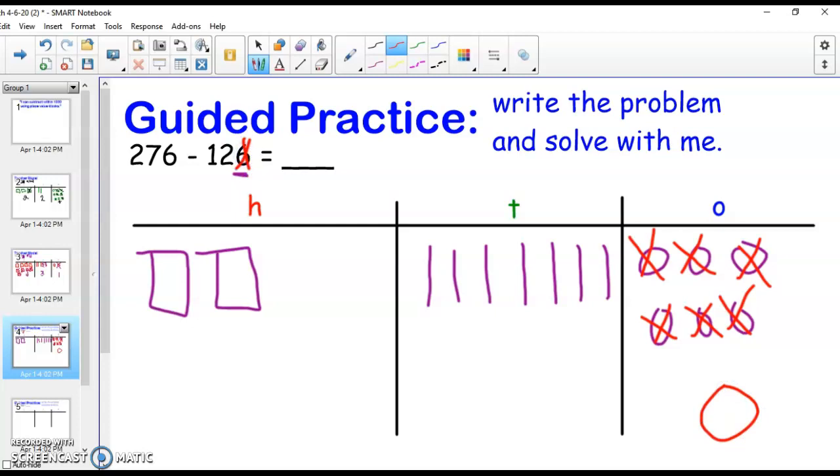Now, let's move on to our tens. I need to subtract 2 tens. 1 10, 2 tens, and I'm left with 5 tens. And how many hundreds do I need to take away? Correct, 100. And when I take away 100, I'm left with 100. So 276 minus 126 is equal to 150. Great job. Are you ready for the next one? Good.